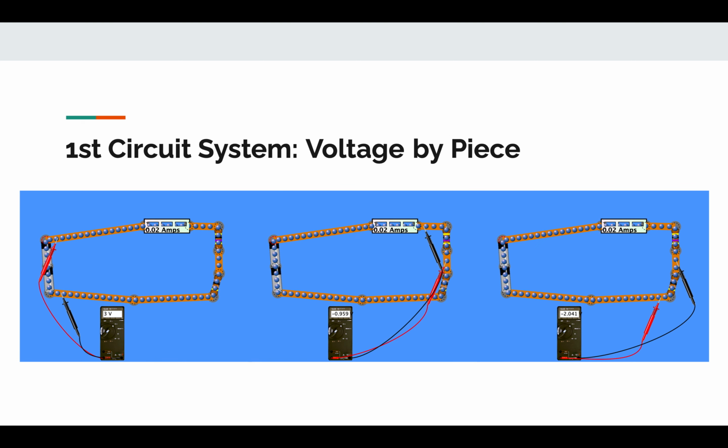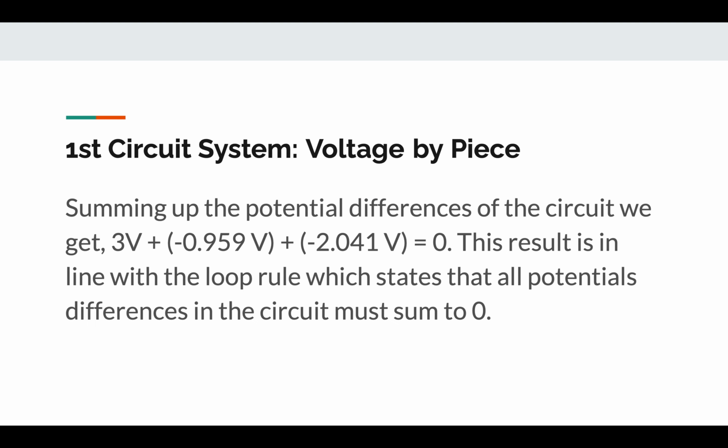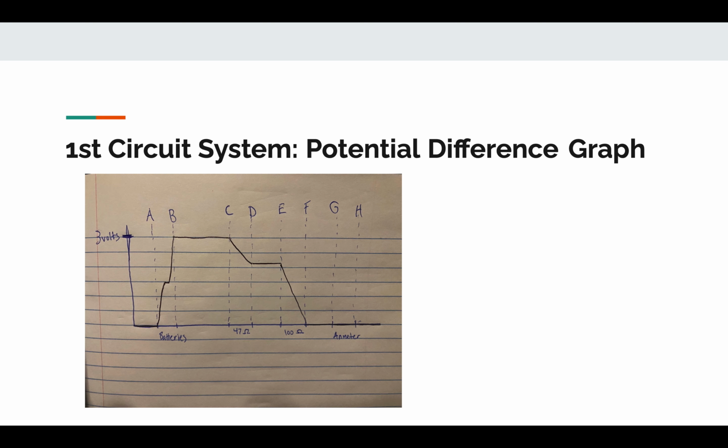So in this, we're measuring the potential difference of each piece of the circuit. And then summing up the potential differences from each piece, we get 3 volts plus -0.959 volts plus -2.041 volts equals 0. So this result is in line with the loop rule, which states that all potential differences in the circuit must sum to 0. And here's a potential difference graph over the different components of the circuit.